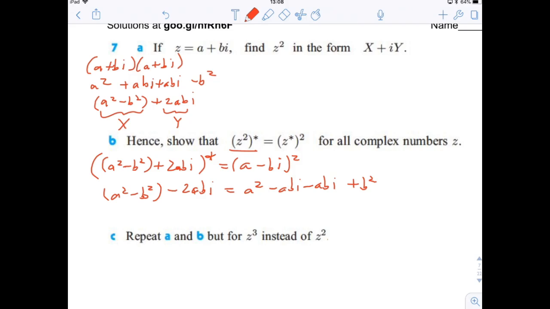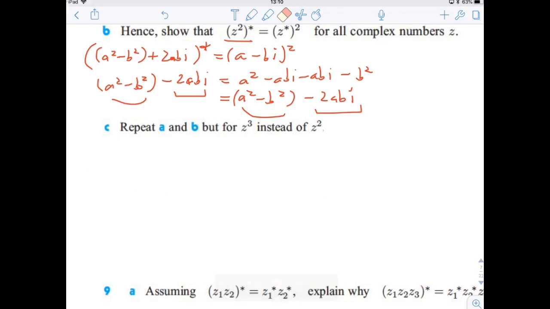I'm sorry, minus b squared, because negative b times negative b is b squared, and i squared is negative 1, so it'd still be negative b squared. So the real part would be a squared minus b squared, and the imaginary part would be minus 2abi. Imaginary parts equal, real parts equal.